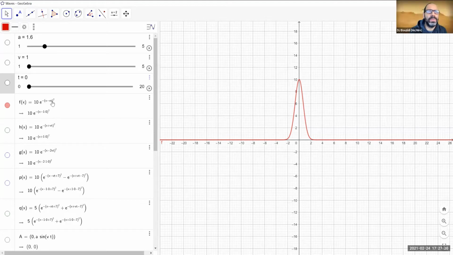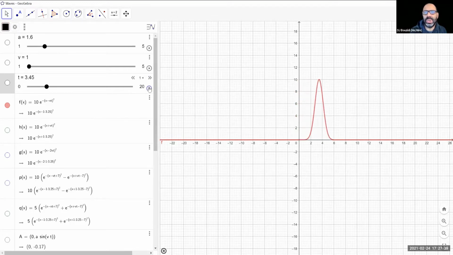Are you looking at my GeoGebra animation or not? Yep. So if I let time fly, you will see that because it has a minus here, this is going to move to the right, meaning toward the positive x. So if I let go of the time, clearly this is traveling to the right, okay?